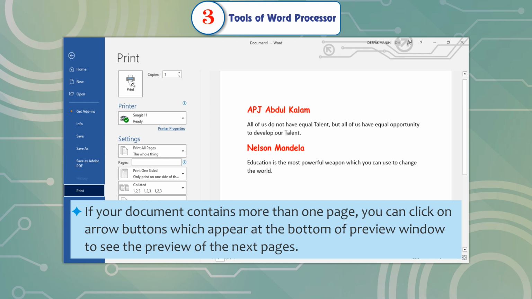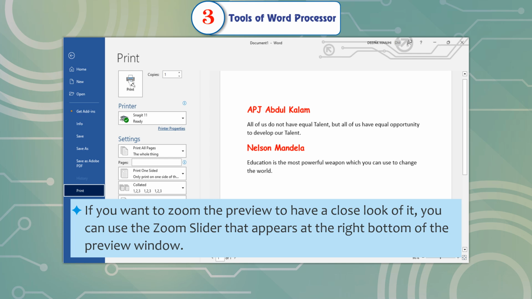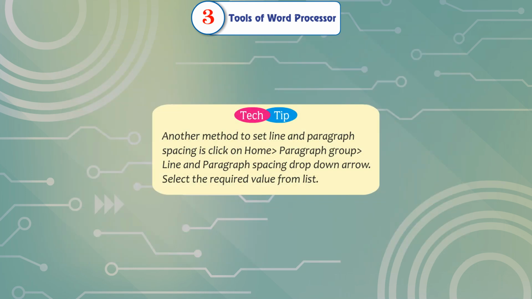If your document contains more than one page, you can click on the arrow buttons which appear at the bottom of the preview window to see the preview of the next pages. If you want to zoom the preview to have a close look at it, you can use the zoom slider that appears at the right bottom of the preview window. Tech tip: another method to set line and paragraph spacing is to click on the Home tab, Paragraph group, Line and Paragraph Spacing drop-down arrow. Select the required value from the list.